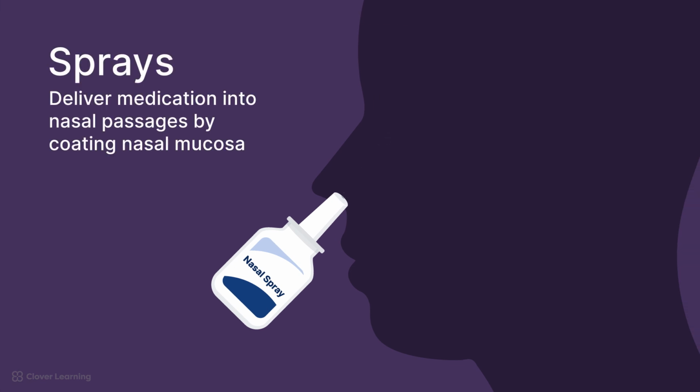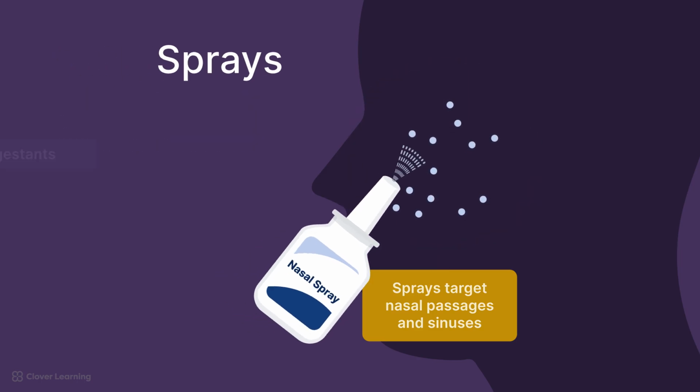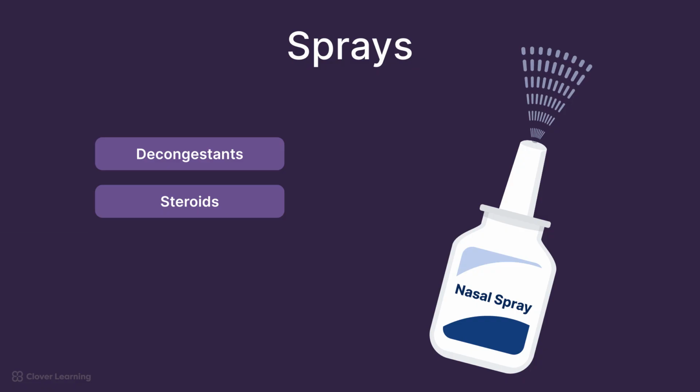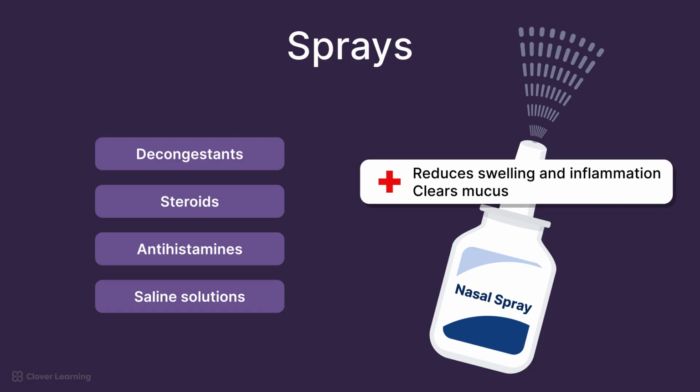Sprays are typically used for delivering medication into the nasal passages. They are designed to coat the nasal mucosa and are often used for allergic rhinitis or nasal congestion. Sprays usually target the nasal passages and sinuses as opposed to the lower respiratory tract. Sprays include decongestants, steroids, antihistamines, and saline solutions. All of these provide a localized effect to the nasal passages and sinuses, reducing nasal swelling, inflammation, and clearing mucus.